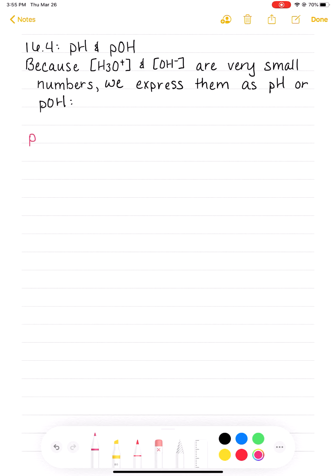The equation that we use to do that conversion is pH is equal to the negative log of the H3O+ concentration. Let's talk about what all those things do. The H3O+ concentration, as you know, is the molarity of the H3O+. The log is just the mathematical log function like you have on your calculator. And all the log does is change the value of the H3O+ concentration.